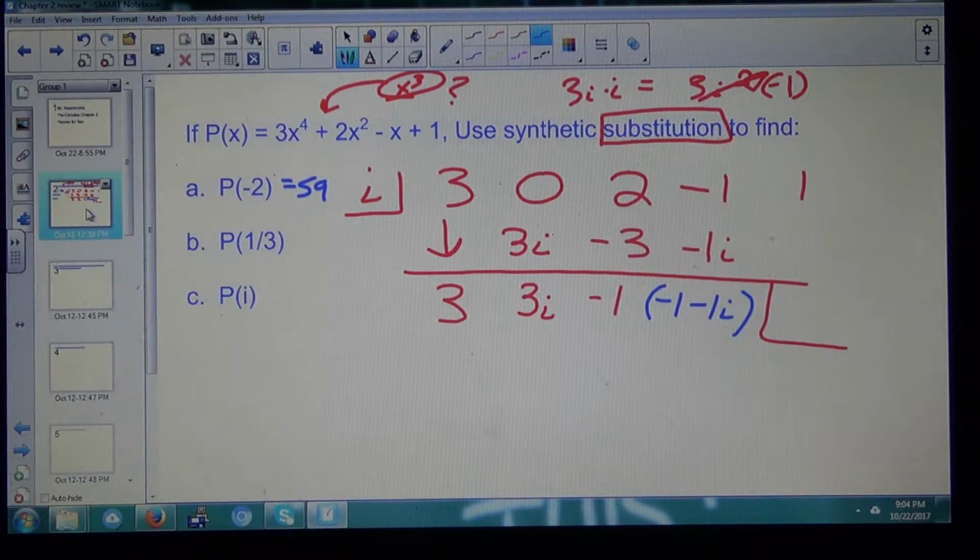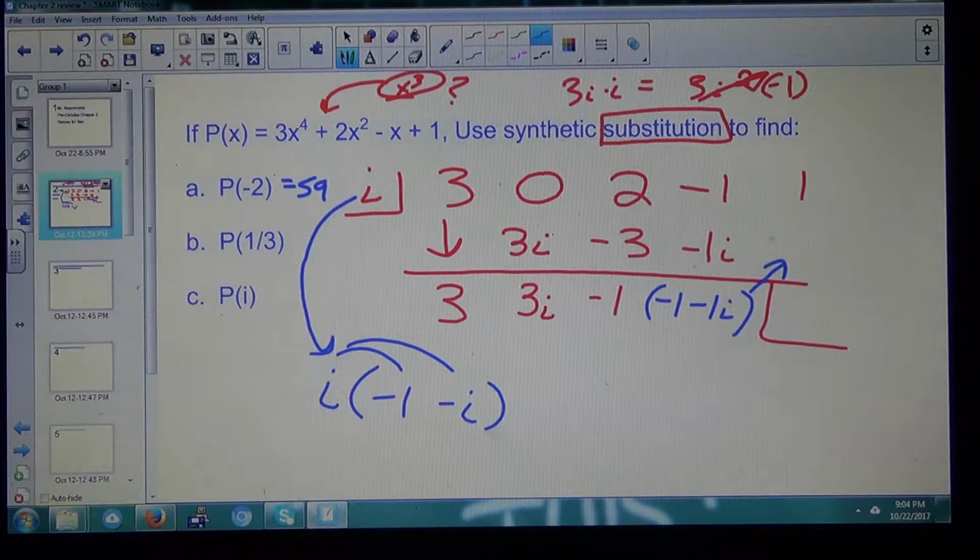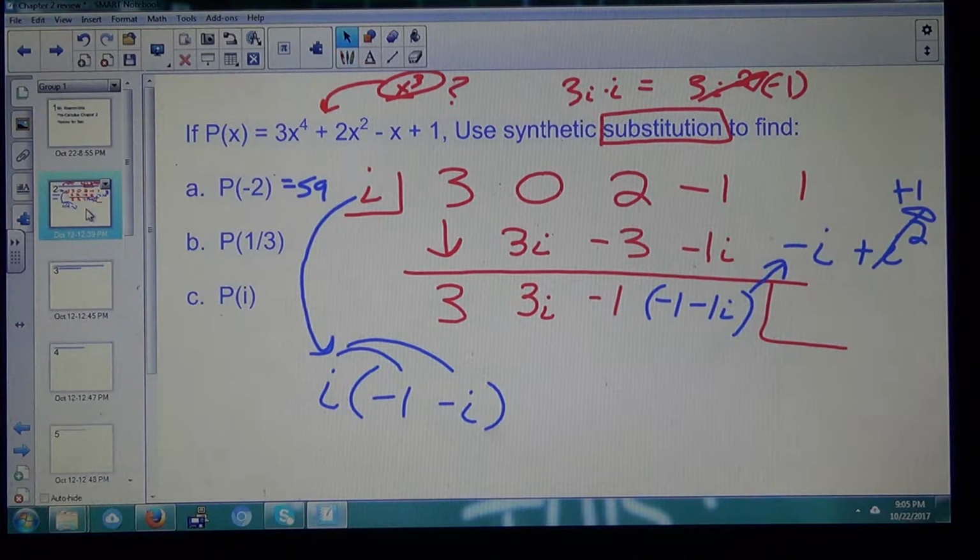Now when you take it and you go back up, again you have to multiply. So if I have negative 1 minus i, and I'm multiplying by this i out in front, you have to distribute. So negative 1 times i gives me negative i. Okay, and then i times a negative i gives me a negative i squared. Now what does i squared actually turn into again though? Negative 1. And then two negatives here make a positive. So technically, what do I actually have here?